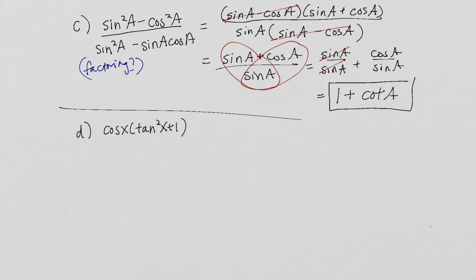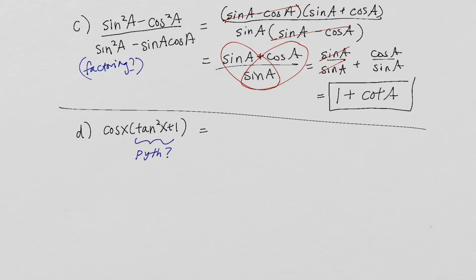Okay? All right, next problem, cosine of x times tangent squared of x plus 1. Here, with tangent squared of x plus 1, it might help us to use Pythagorean, so we'll try that first. If that doesn't work, maybe we'll distribute through and see what happens. But I right away think when I see tangent squared plus 1, I know there's a Pythagorean identity for that, and that is equal to secant squared.